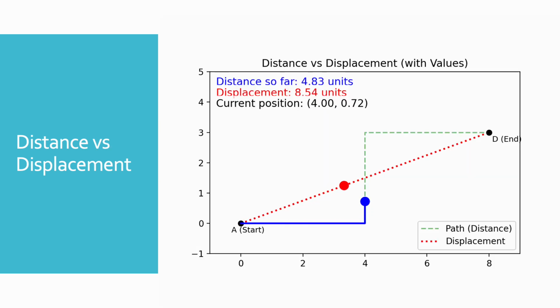In this graph, the red dotted line represents displacement, the direct line between start and finish, while the blue dotted line represents the actual distance traveled. Displacement is always the shortest possible route between 2 points. So this helps us visualize the difference.